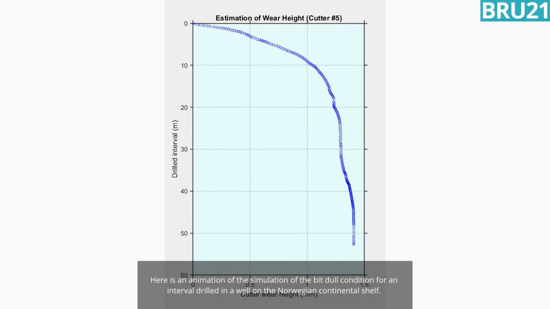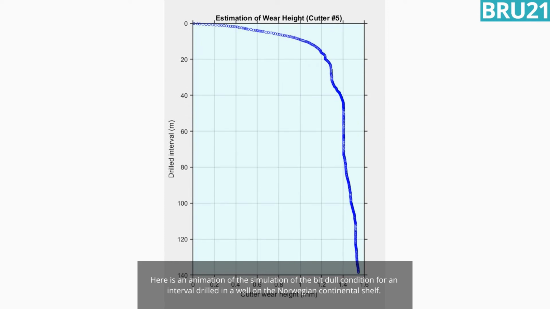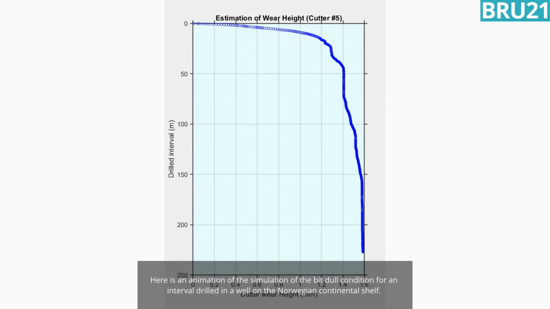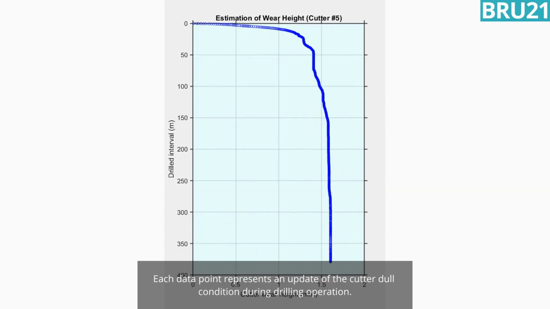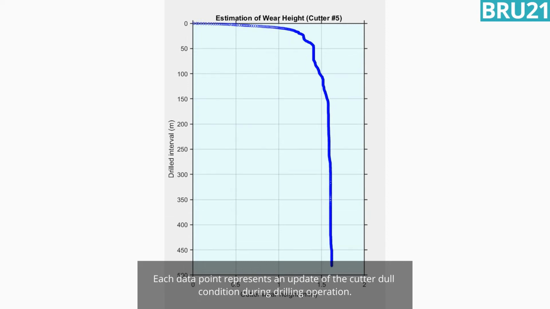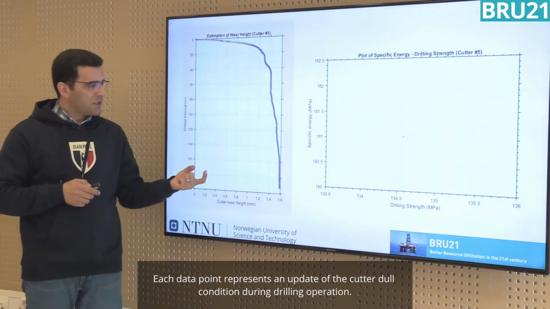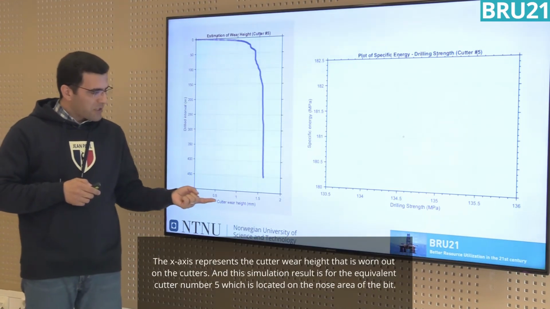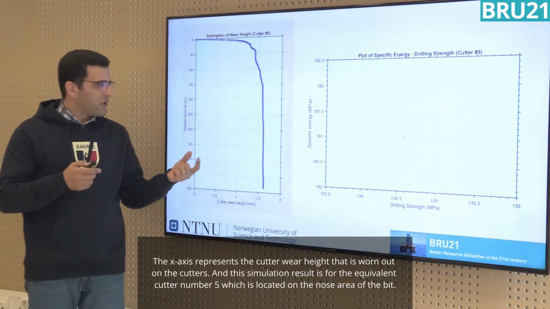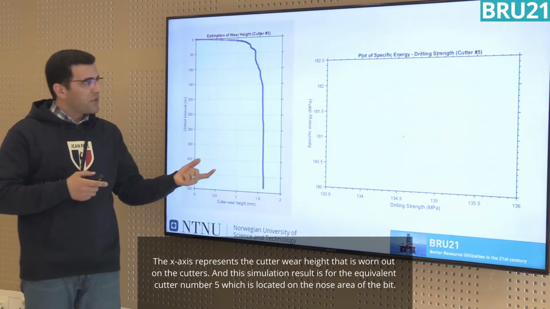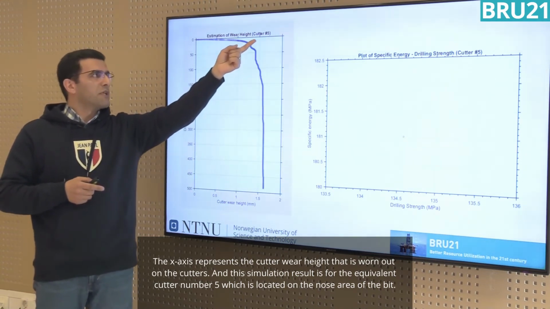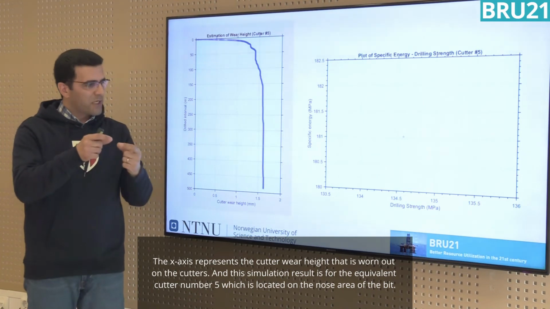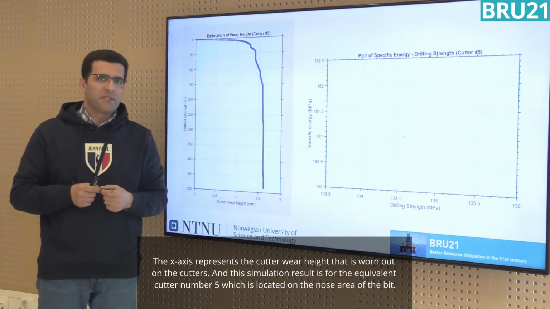Here is an animation of the study performed in an interval drilled in a well on the Norwegian continental shelf. Each data point represents an update of the cutter dull condition during drilling operation. The x-axis represents the cutter wear height that is worn out on the cutters, and this simulation result is for the equivalent cutter number 5, which is located on the nose area of the bit.